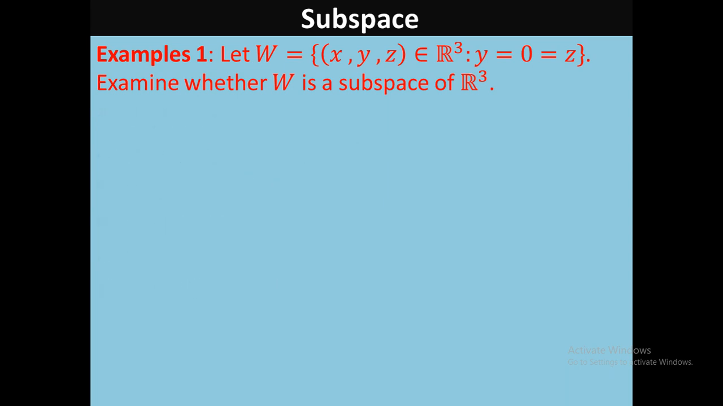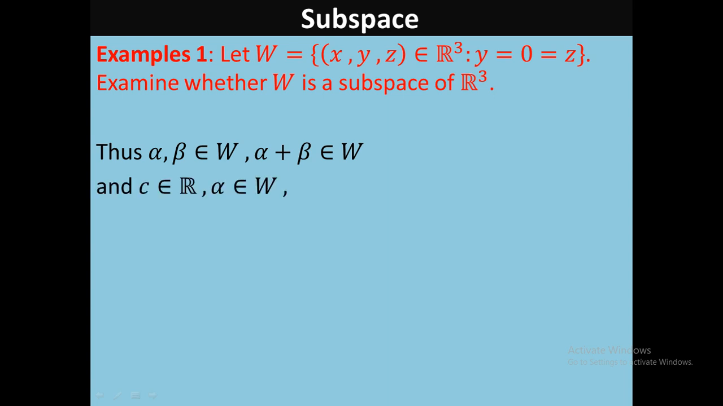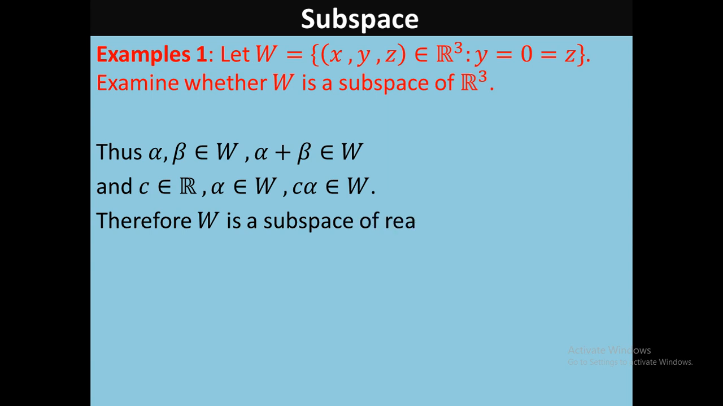Okay. So you can conclude that for all alpha, beta in W, alpha plus beta is in W, and for all C in R, alpha in W, C dot alpha in W. These are the conditions for subspace. So both the conditions are satisfied. Therefore W is a subspace of the real vector space R3. Okay. I hope that you understand that problem.